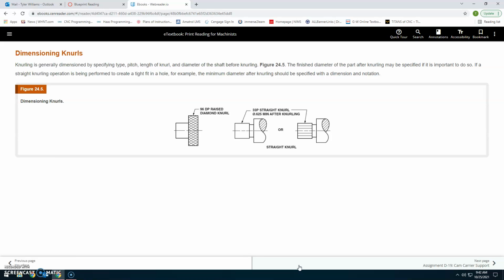Dimensioning knurls. Knurling is generally dimensioned by specifying type, pitch, length of knurl, and the diameter of the shaft being knurled, figure 24.5. The finished diameter of a part after knurling may be specified if it is important to do so. If a straight knurling operation is performed to create a tight fit in a hole, for example, the minimum diameter after knurling should be specified with a dimension and notation. So that gives you the two different types there.